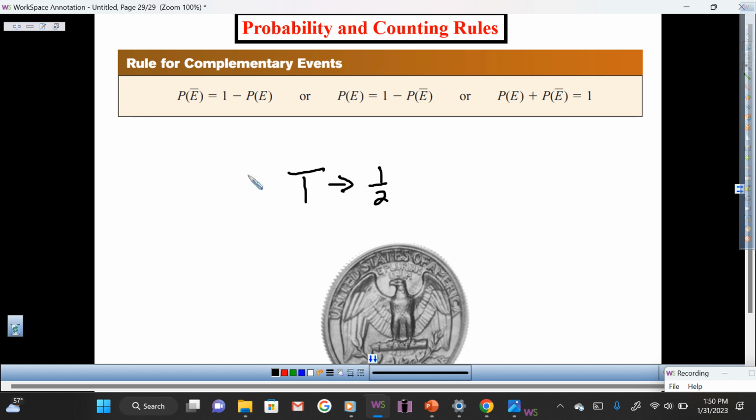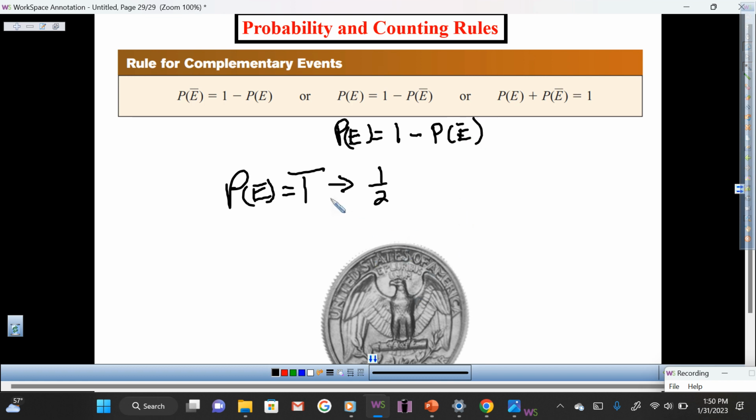1/2, is that correct? So that means this would be my P of E. P of E would be tails, which is 1/2. So let me look at here. I'll use this one. P of E is the same as if I was to look for 1 minus the probability of its complement of the event.